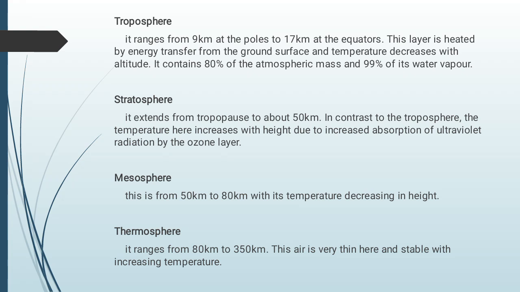Stratosphere. It extends from the tropopause to about 50 km, in contrast to the troposphere. The temperature here increases with height due to the increased absorption of ultraviolet radiation by the ozone layer. Mesosphere. This is from 50 km to 80 km, with its temperature decreasing with height. Thermosphere. It ranges from 80 km to 350 km. The air is very thin here and stable with increasing temperature.